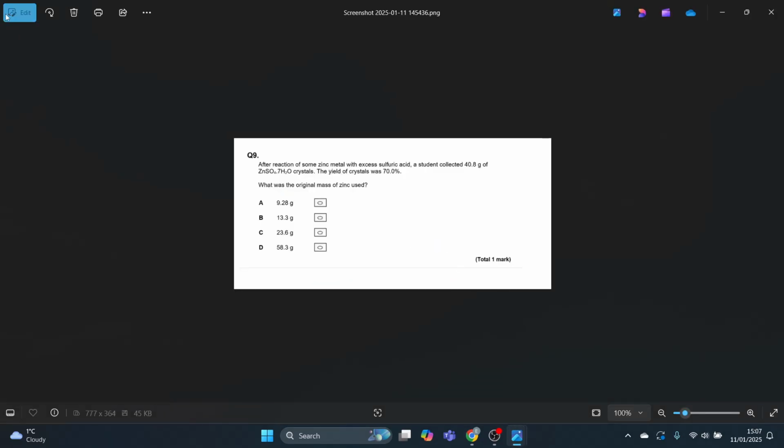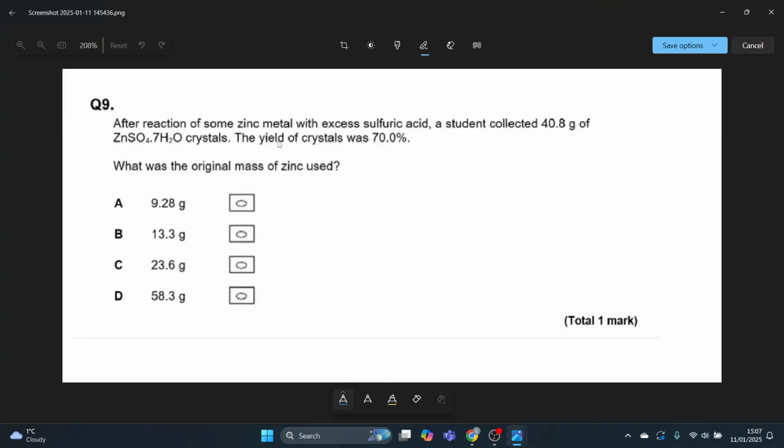And the final one, question 9. After the reaction of some zinc metal with excess sulfuric acid, a student collected this much of crystals. The yield was that. What was the original mass of zinc used? I've only got 1 zinc, so there's going to be a 1 to 1 molar ratio. I need to find out the moles of the crystals, 40.8, mass over the Mr, which it doesn't give us, so I'm going to have to work it out.